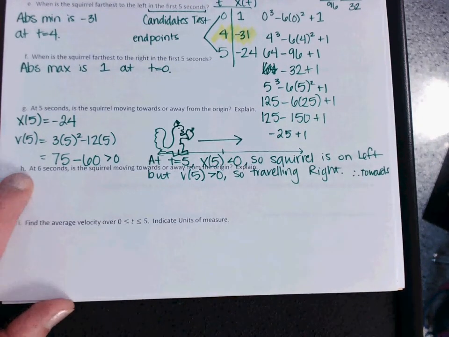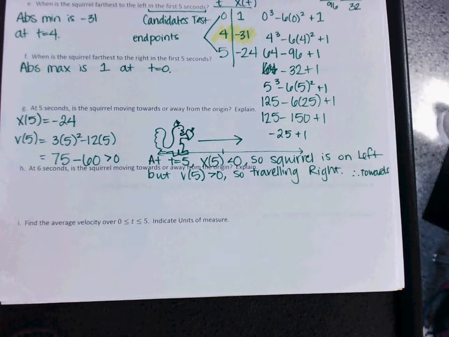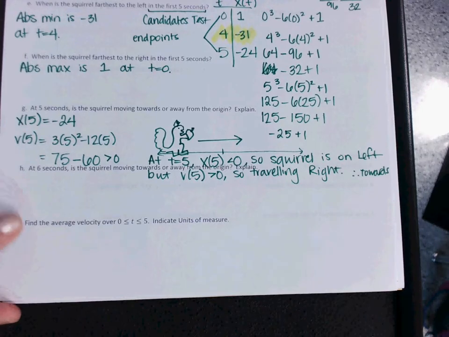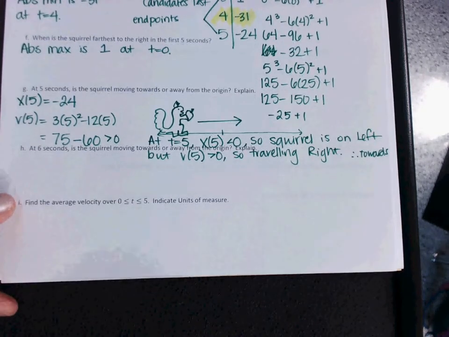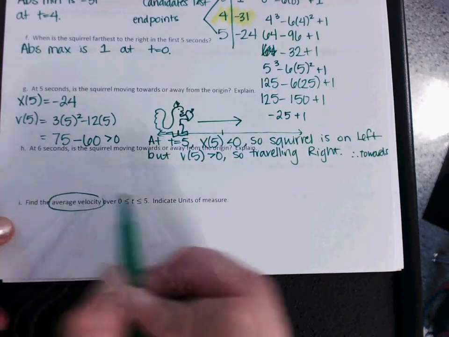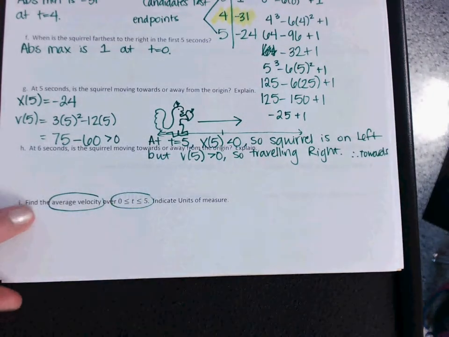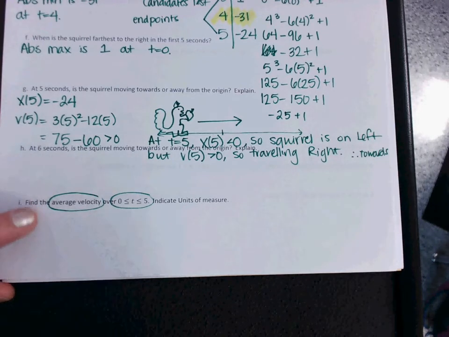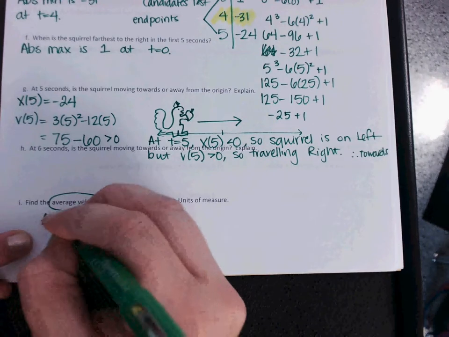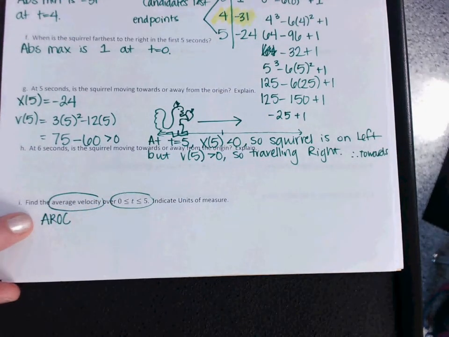Now at 6, what would we have to do? Find the position and the velocity, then determine. We're going to skip it though in the interest of time. Okay, part I. Find the average velocity over 0 to 5. Are they asking for a slope? Yes. But are they asking for the slope at one time or over an interval of time? An interval, then you should be doing a rate of change. Okay, because it is still a slope, but it's an average slope. That's what you learned in Algebra 1.